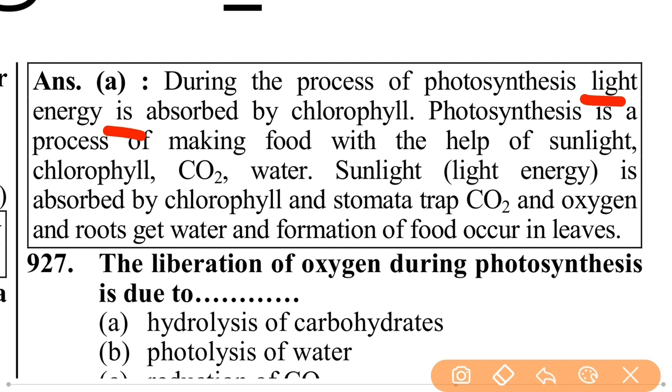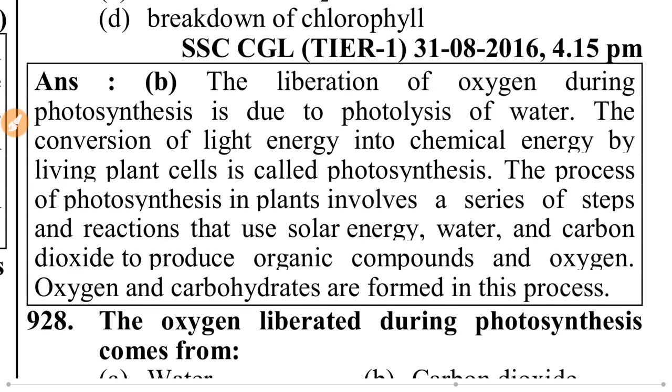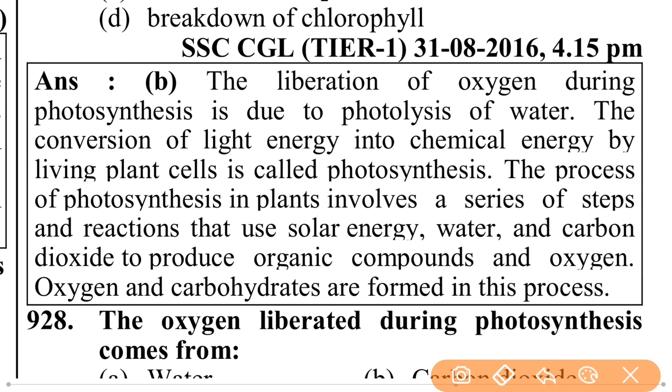Photosynthesis is a process of making food with the help of sunlight: chlorophyll, carbon dioxide, water, sunlight. Light energy is absorbed by chlorophyll, stomata trap carbon dioxide, roots get water, and formation of food occurs in leaves. The liberation of oxygen during photosynthesis is due to photolysis of water.